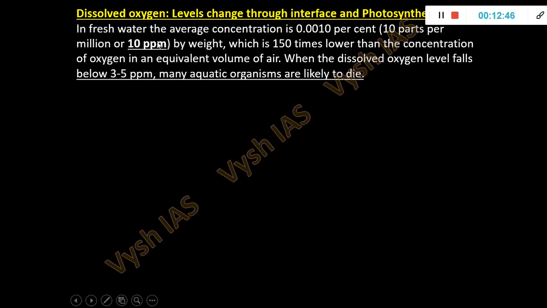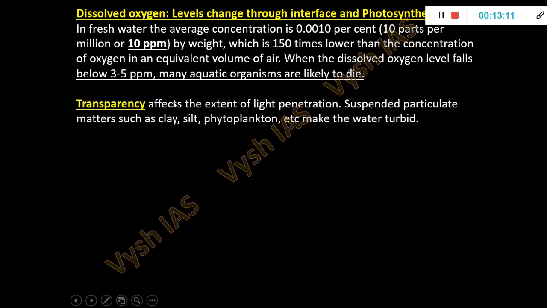This is the oxygen amount in fresh water, which is 150 times lower than the concentration of oxygen in an equivalent volume of air. Meaning air in that much area, 150 times more oxygen will be there, but in water it is very less compared to that. When the dissolved oxygen level falls below 3 to 5 ppm, many aquatic organisms are likely to die. So 10 ppm is what is expected in fresh water, and if it reduces to 3 to 5 ppm, then animals cannot survive there.